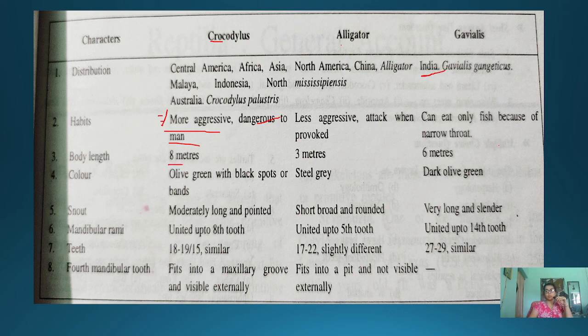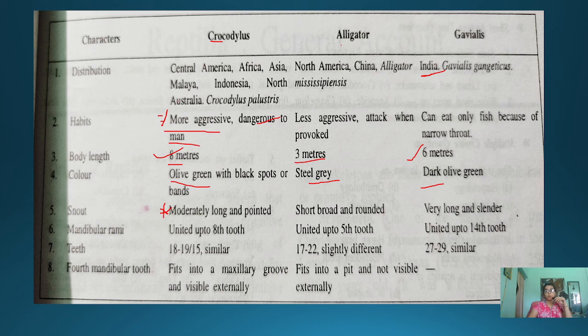Okay, and by body length, the crocodiles are huge. By size, crocodiles are large, then comes the gavial, and then the alligator. Alligators are small in nature. So by seeing the size you can distinguish them, and by color also: crocodiles are olive green in color, alligators are steel grey, and gavials are dark olive green. Okay, and one more interesting feature which distinguishes them is the snout, that is the nose region.